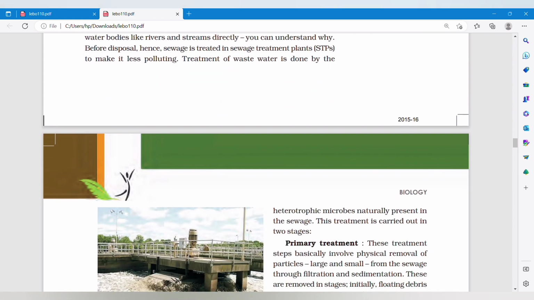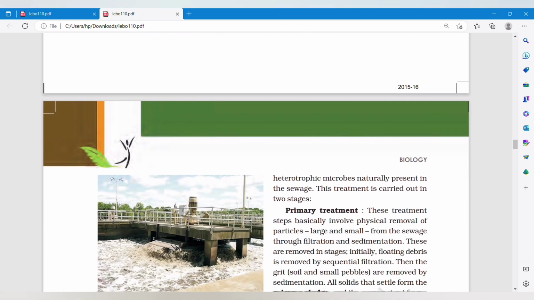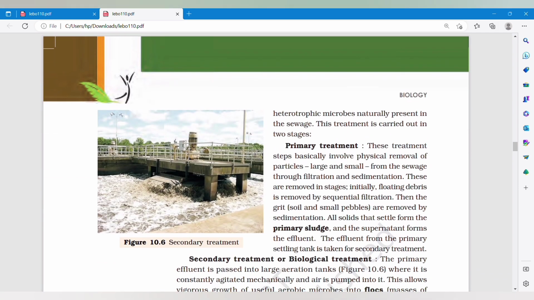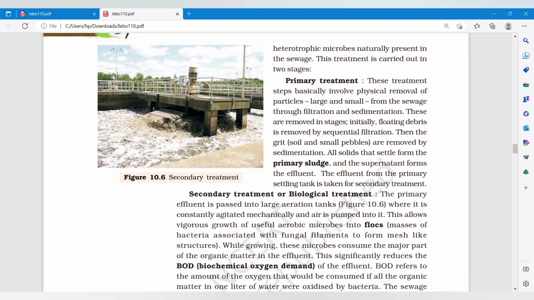Treatment of wastewater is done by heterotrophic microbes naturally present in the sewage. This treatment is carried out in two steps. Primary treatment. These treatment steps basically involve physical removal of particles, large and small, from the sewage through filtration and sedimentation. These are removed in stages. Initially, floating debris is removed by sequential filtration. Then the grit, soil and small pebbles are removed by sedimentation. All solids that settle form the primary sludge, and the supernatant forms the effluent.